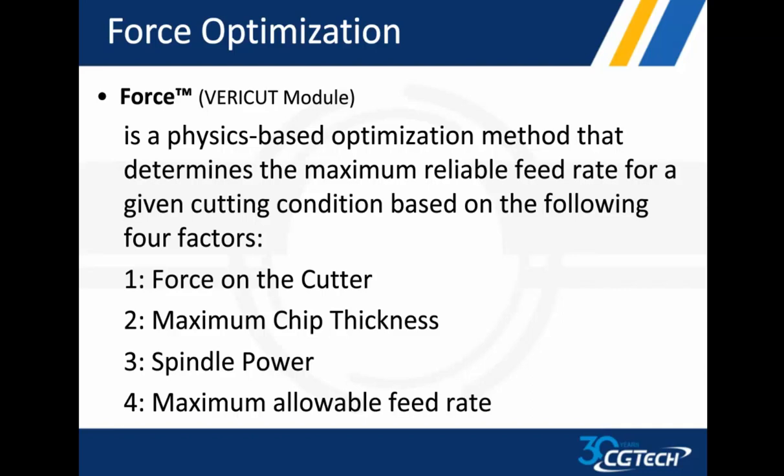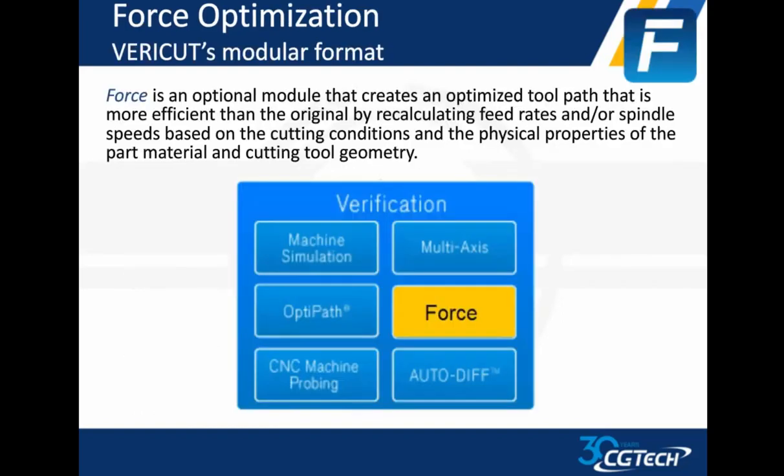We can check for cutter deflection. So there's a lot of options inside of force that you don't get with OptiPath, because you don't have knowledge of the material or the cutting tool itself. In OptiPath, you know that you've got a tool, you know the diameter and length of it, and you know that it has X amount of flutes. In force, we know what the helix is for those, so we know more information regarding that. Force is also a modular item inside of VERICUT, so you need a force module to be able to run force inside there.